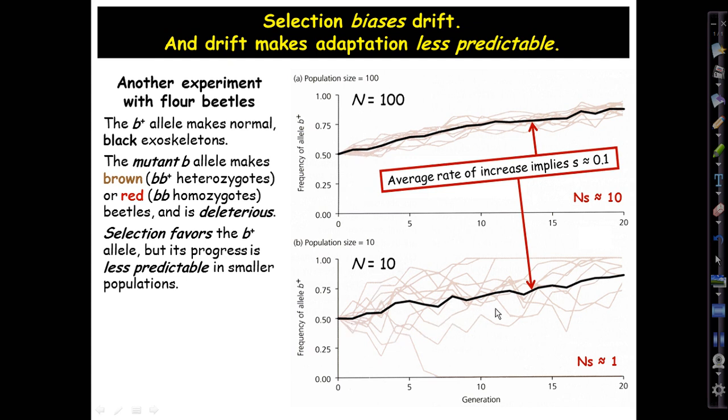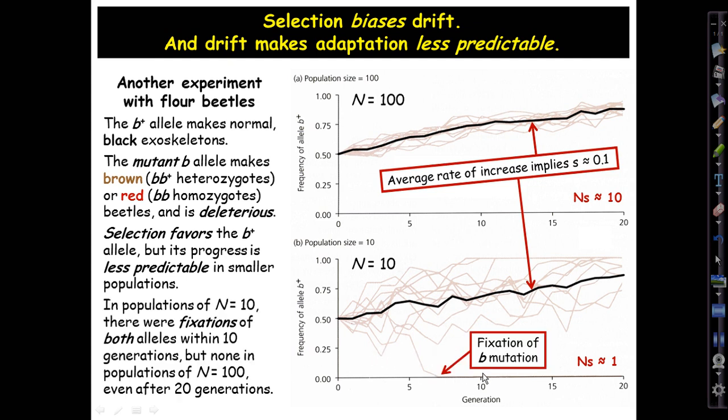The heavy black lines show the average allele frequency as a function of generations 0 through 20 in both cases. And the light colored trajectories are the allele frequencies of the individual replicates. In populations of the smallest size, n equals 10, here in the bottom panel, there were fixations of both alleles, both the wild type, better allele, and the mutant allele, B, fixed in less than 20 generations.